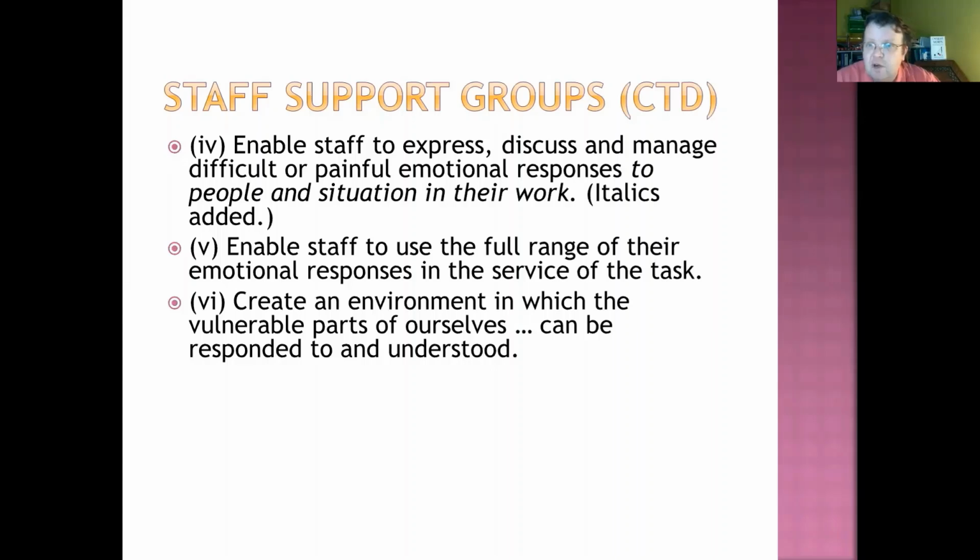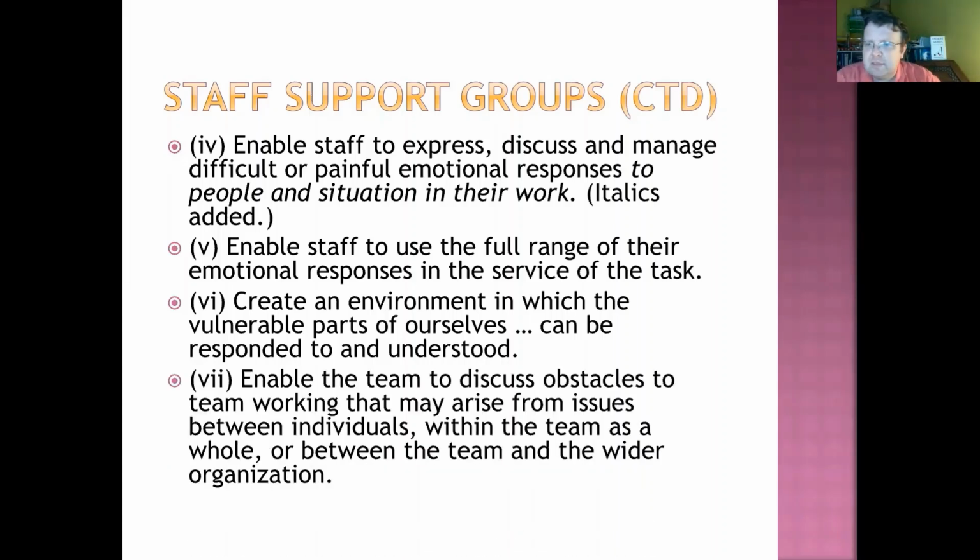And then we have creating an environment in which the vulnerable parts of ourselves can be responded to and understood. Of course, very often we're working with people who themselves are vulnerable, and this will then touch on our own vulnerability. It's often talked about in the field that each of us may well have our own unconscious reasons, often related to vulnerabilities we haven't fully worked through, which might have brought us into this work in the first place. So they're just sitting there, ready and waiting to be reactivated by the nature of our work.